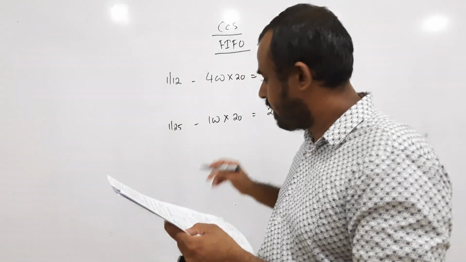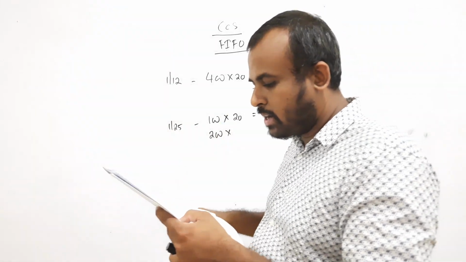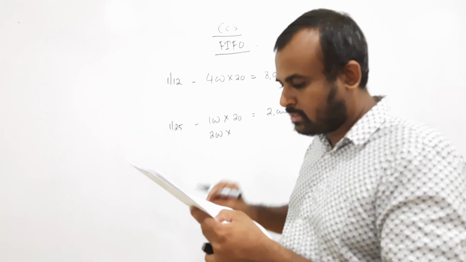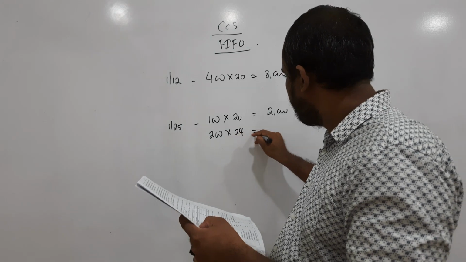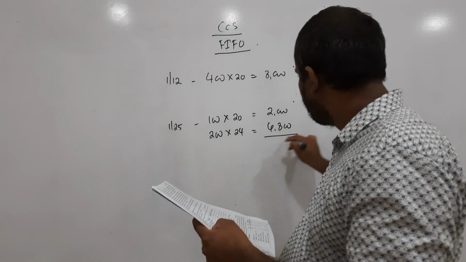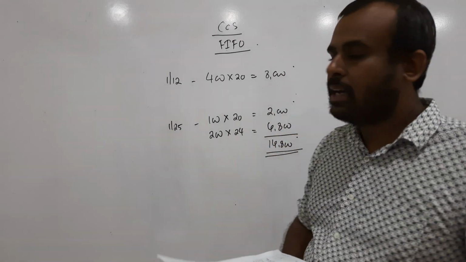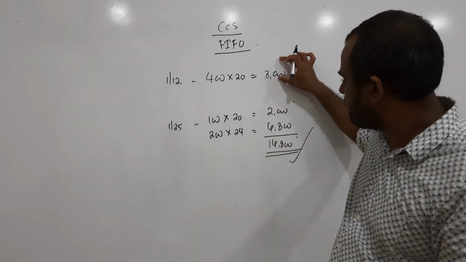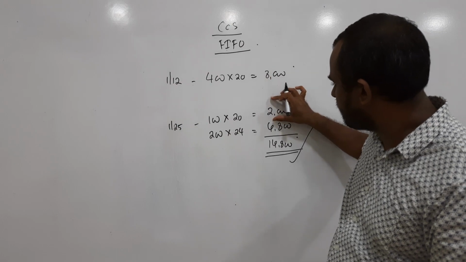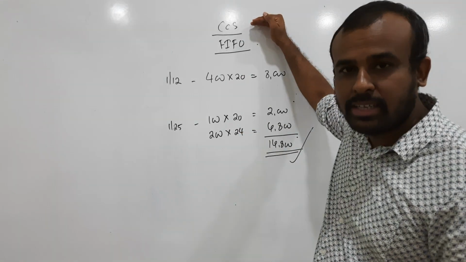And again, another 200 units you must issue. That 200 you will have to issue from the next purchase that you made on 5th January at 24. Then it will be 4,800. Then the cost of sales is 14,800. Under the first in first out method, cost of sales will be 14,800. If my calculations are correct, 8,000 plus 2,000, 10,000, plus 4,800, it's 14,800. This is the cost of sales under the FIFO method. Check whether your answer is correct.